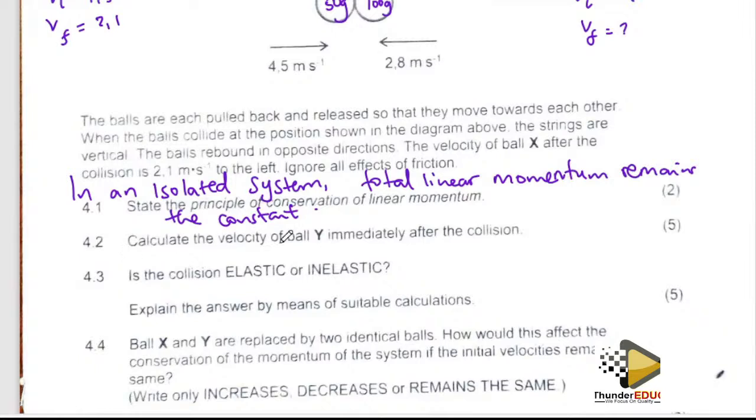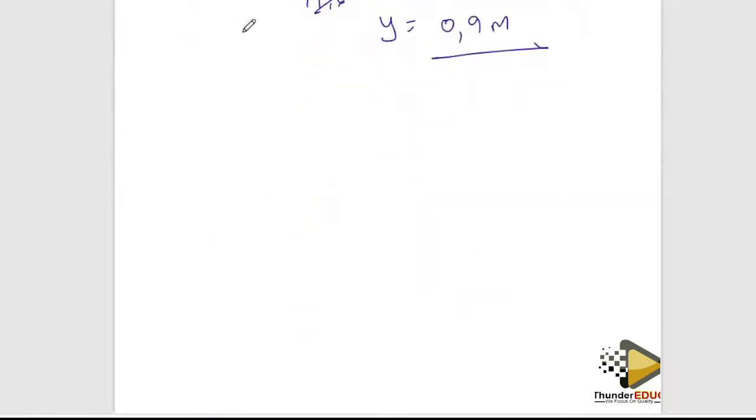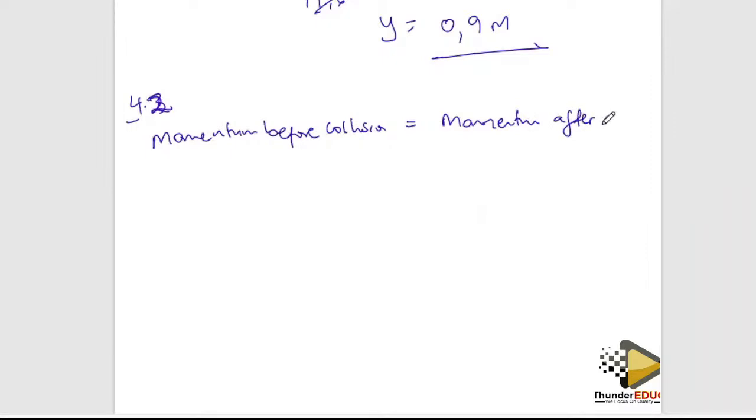And then 4.2, they want us to calculate the velocity of the ball Y immediately after the collision. Okay, so they want the VF of Y. All right, so we're going to apply the conservation of momentum. That is 4.2. Okay, so we say momentum before collision is equal to momentum after collision. That is according to the principle of conservation, okay?